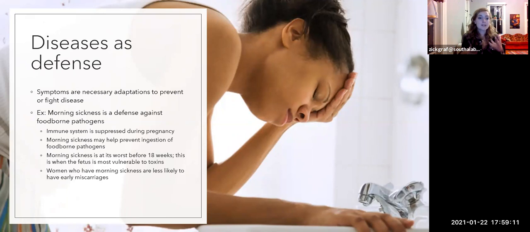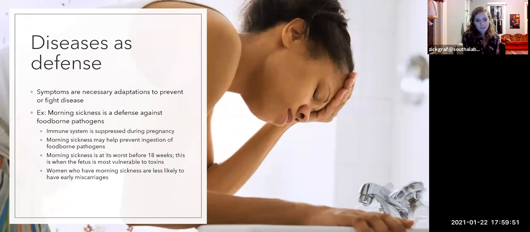Another example of a disease or a symptom as a defense, and also against pathogens, is morning sickness. So when someone is pregnant, their immune system is relatively suppressed so that their immune system doesn't attack the developing fetus. But because the pregnant person's immune system is suppressed, it makes them extra vulnerable to getting a foodborne illness, or really any illness. But humans are very vulnerable to foodborne illness because, as we'll talk about in the eating disorder lectures, we are omnivores. We have a very flexible and varied diet, but it also opens up lots of opportunities for us to ingest foods that are spoiled or dangerous or that might be contaminated.